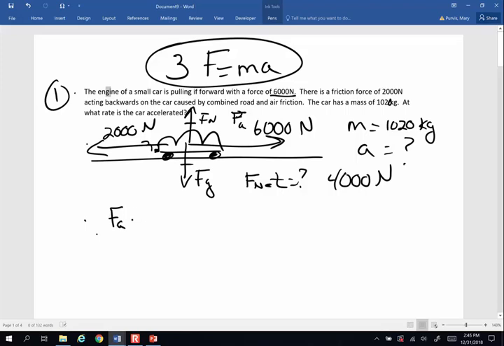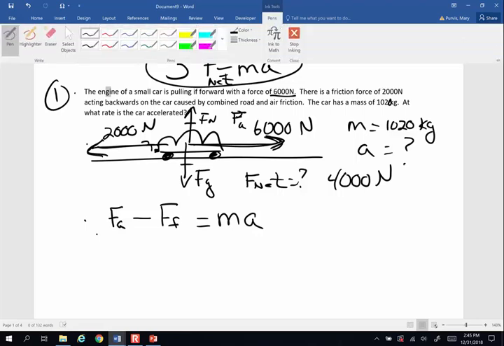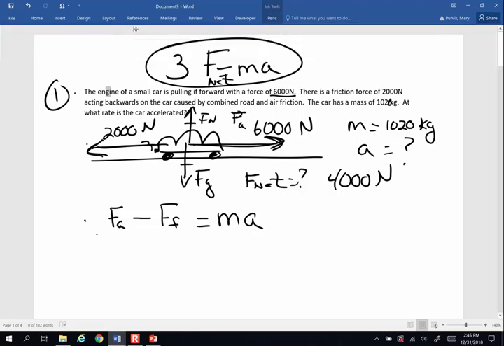You said force applied minus friction force is what makes the mass accelerate. Because remember, it is the net force that makes the mass accelerate. Now, why did you subtract the friction force off of the force applied? Because of the fact that these are in opposite directions. So I am going to call forward positive. I'm going to call backwards negative. So force applied minus friction force is going to make my mass accelerate.